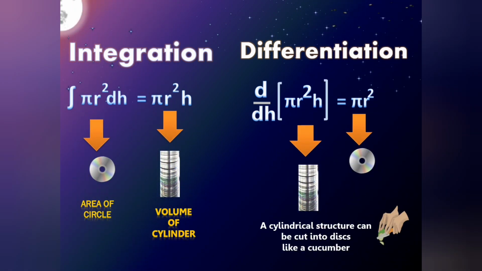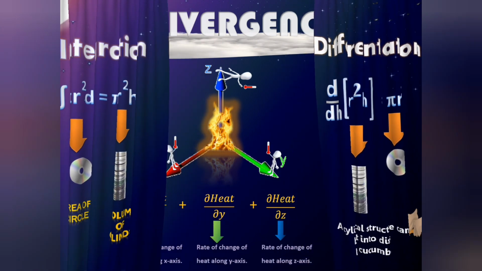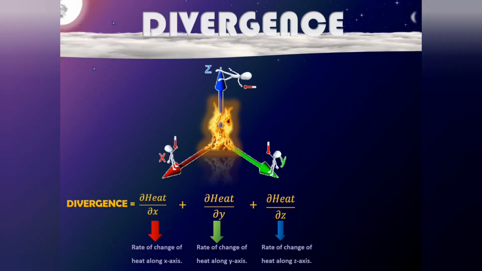Add disks one above another along a height, you get a cylindrical structure. That's integration. Remove disks along height, you get circles. Divergence is the rate of change of a quantity, for example heat, along the x, y and z axis simultaneously.